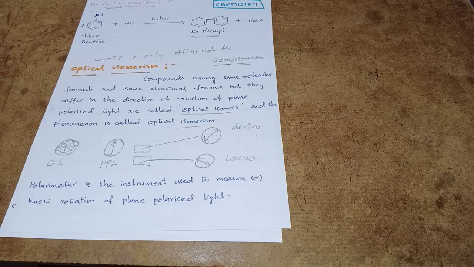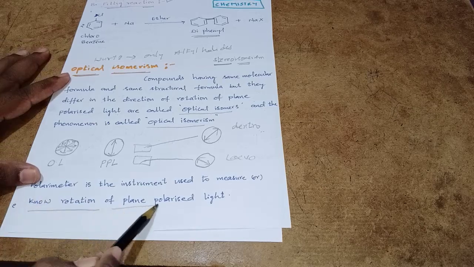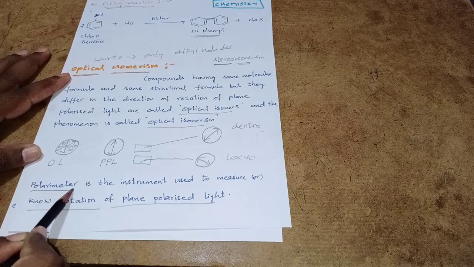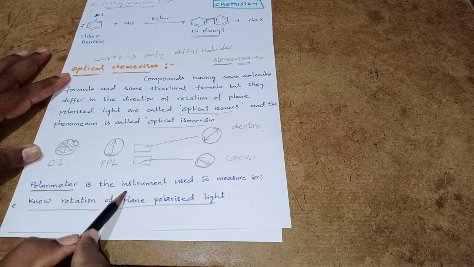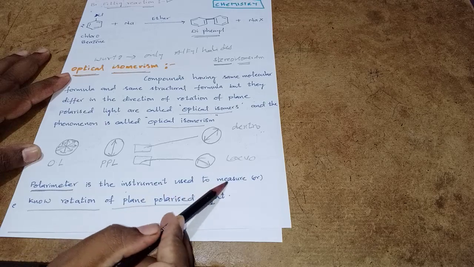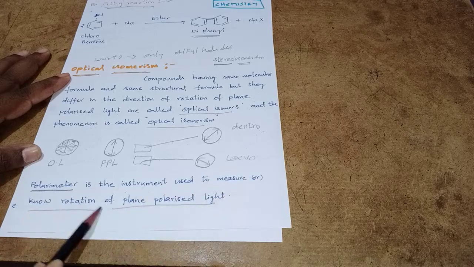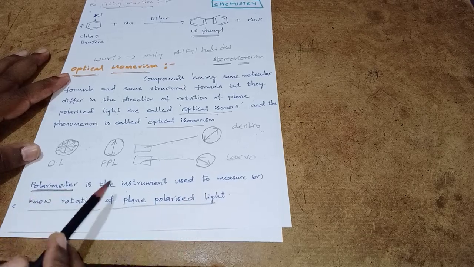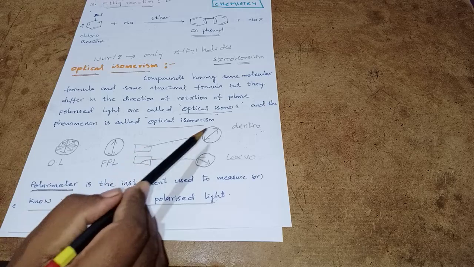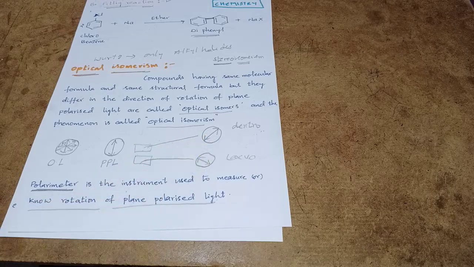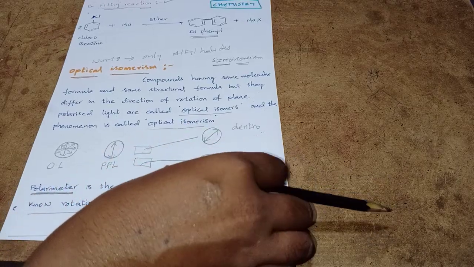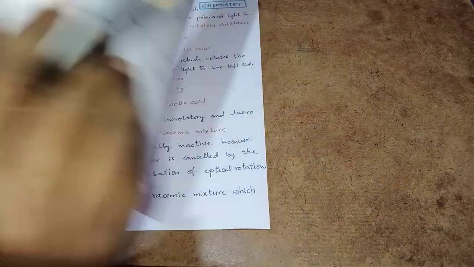Now usually a device is there in which we can observe the rotation of plane polarized light. So what is the device? Polarimeter. A polarimeter is an instrument used to measure the rotation of plane polarized light. With this instrument, I can know whether the substance is dextro or levo, or whether it is optically active or inactive. So what is meant by optically active?